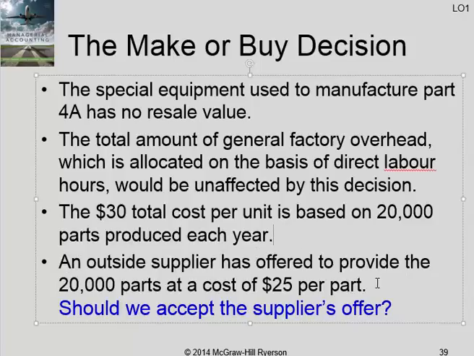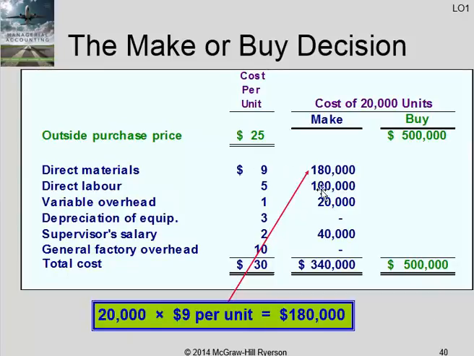Outside suppliers offered to provide the 20,000 parts at a cost of $25 per part. So again, as we look at the numbers we go, oh, hold on, 25 bucks is cheaper than 30 bucks. Maybe we should do this. Not so fast, right? Let's take another look. So cost per unit, make or buy. Buy is going to be 500,000, right?